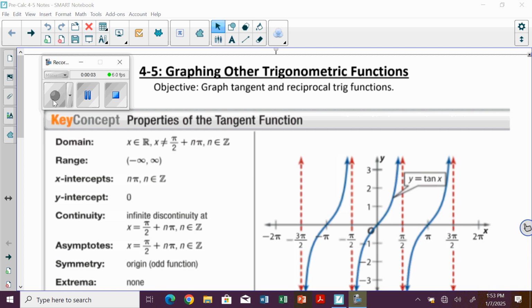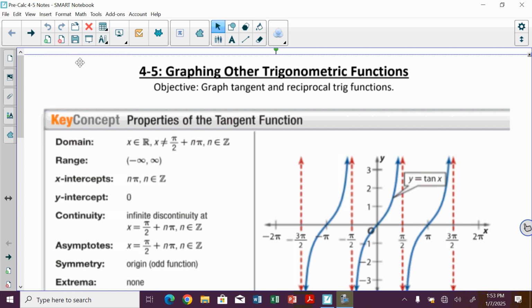Okay, here we go. Section 4.5. We're going to talk about graphing other trigonometric functions. So we've been talking a lot about sine and cosine and those functions. Well, the other ones have graphs too, and so we'll talk about those. So buckle up, just so you know, because it's going to be interesting.